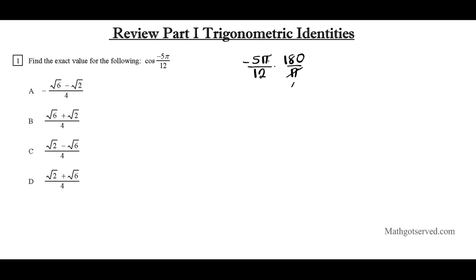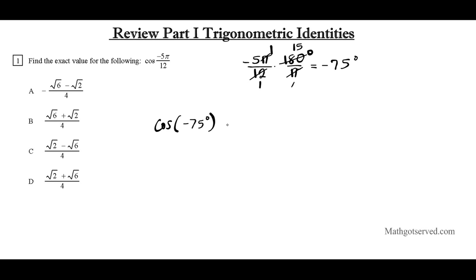So pi goes here once, pi goes here once, 12 goes here once, 12 goes here 15 times, and then negative 5 times 15 is negative 75 degrees. All right, so that's what we're going to be looking for. So we want to look for the exact value of cosine negative 75 degrees. All right, so we're going to consult our unit circle and find two common angles that add or subtract to give 75. So for this problem, I'm going to use 45 and 120.